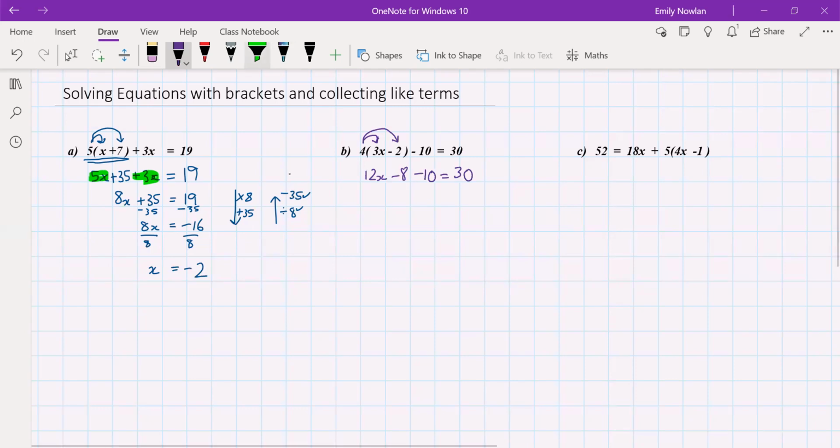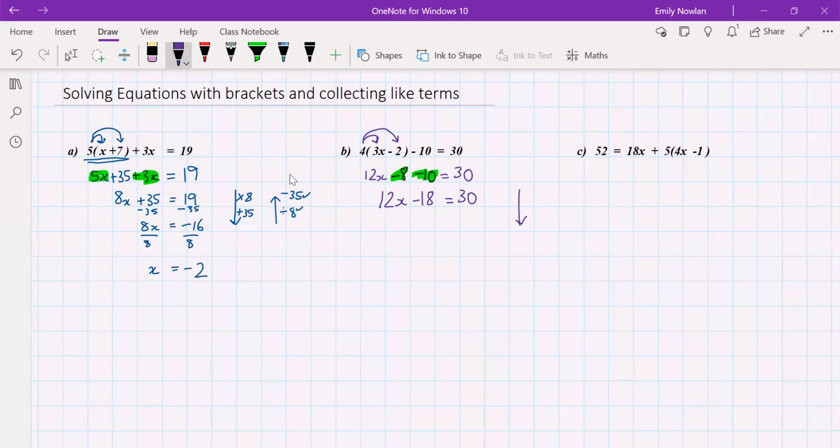Okay, we need to collect like terms. What are the terms that are like? On the same side of the equal sign, the like terms are this minus 8 and this minus 10. So we need to put those together. Minus 8 minus 10 more is minus 18. So the 12x is still there. 12x minus 18 equals 30.